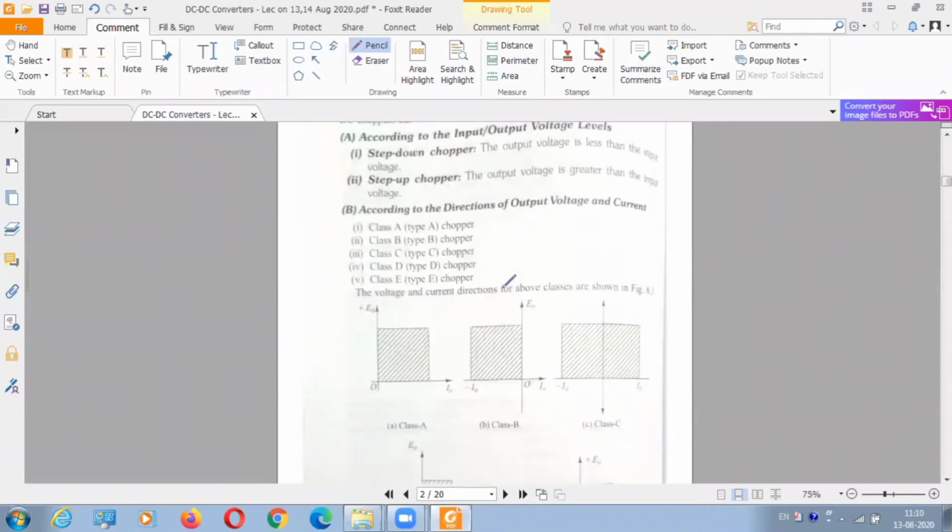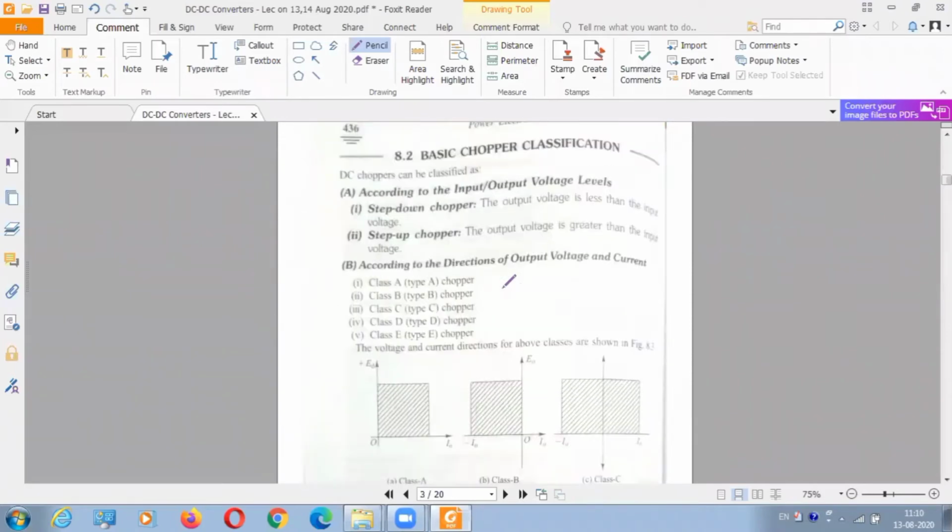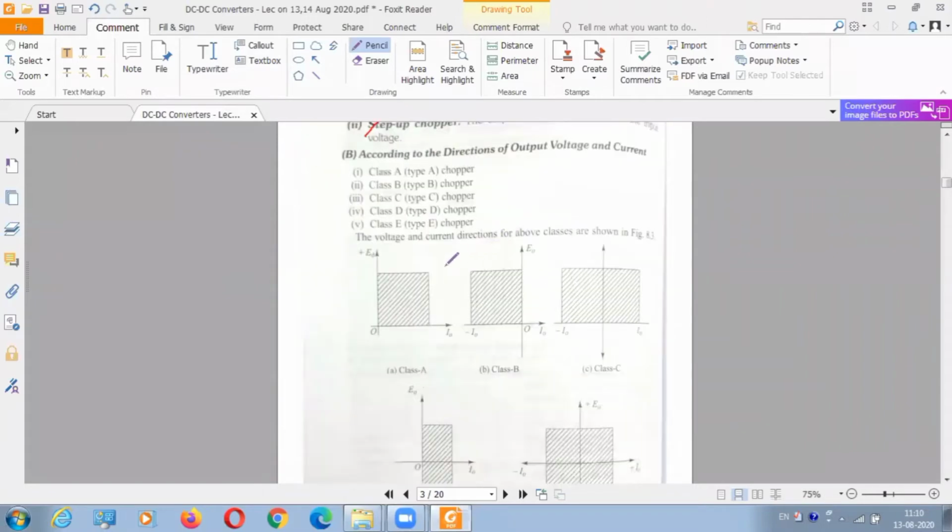Now, how do we classify a chopper? Simply a DC to DC converter, it can be step up or step down. The first classification we should understand is in terms of stepping the voltage up or down. The second classification can be done in terms of the classes or directions of output voltage and current. Or rather, you can think of it like this: quadrant of operation.